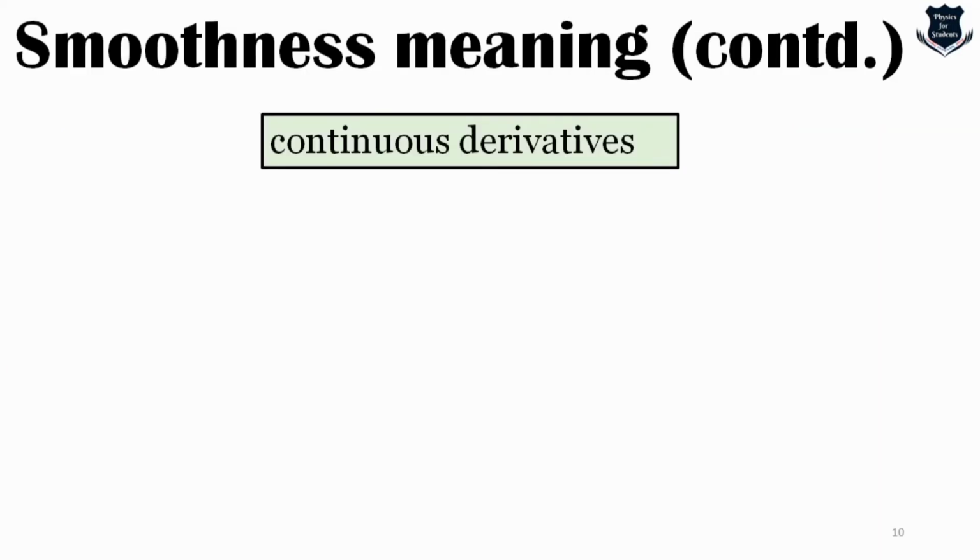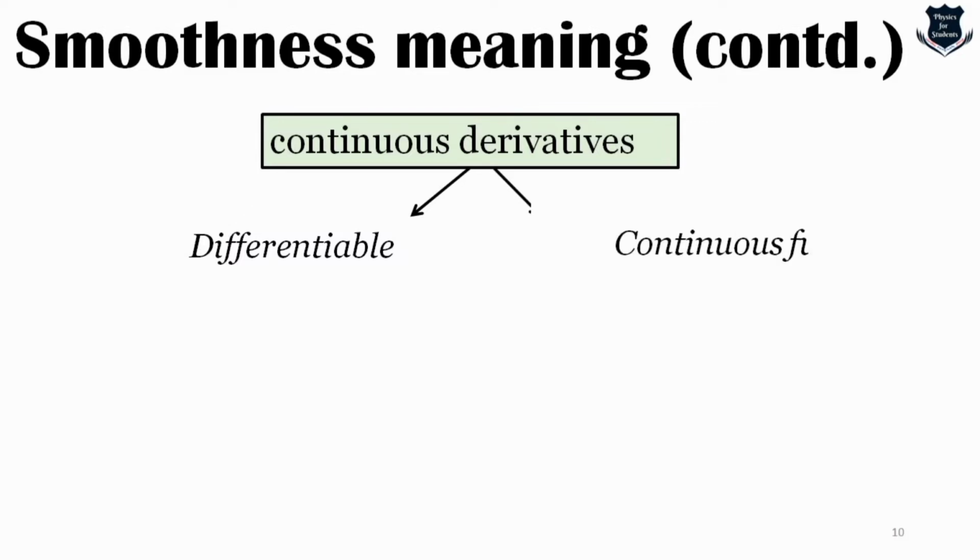So what we get from here, if you go to the earlier slide, is that we found out a concept which is called continuous derivative. Now, when we call something a continuous derivative, there are two factors involved. Number one, that it should be differentiable, right? And the second one is that it should have a continuous function.